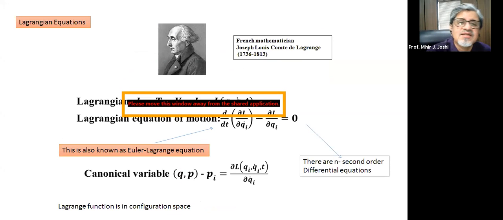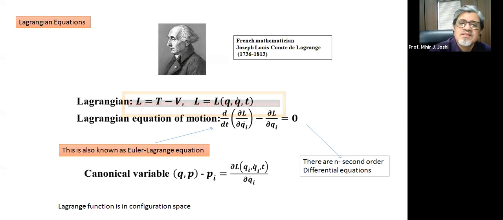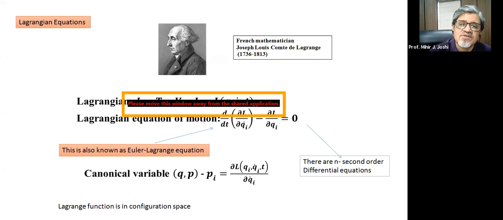Now we come to the Lagrangian equations. Again, the French mathematician Lagrange gave this particular concept of Lagrangian mechanics. Now, again, the photograph of Lagrange is shown here. We have already studied in TYBSc the Lagrangian. The Lagrangian is represented as L. It is equal to T, the kinetic energy, minus potential energy. So Lagrangian is represented as the kinetic energy minus potential energy.